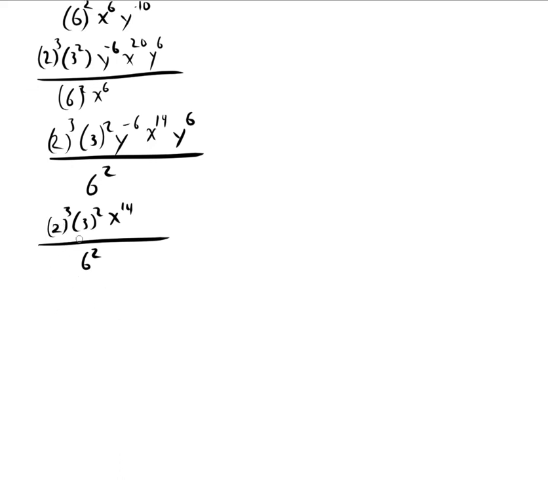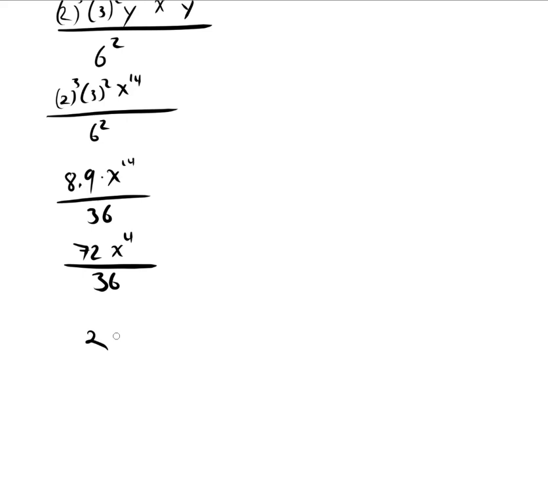now I just got to actually multiply these things out. 2 to the third is 8, 3 squared is 9, so I have 9 times 8 times x to the 14th. 9 times 8 is 72, in case you're wondering. 6 squared is 36, and I believe 72 is twice 36, so 72 over 36, x to the 14th. This becomes 72 divided by 36 becomes 2x to the 14th, all right? 2x to the 14th, and that should be my final answer.